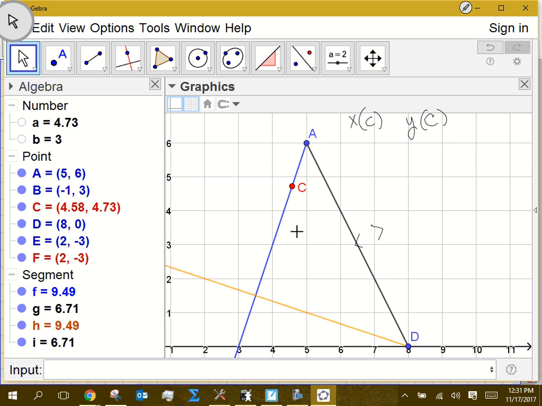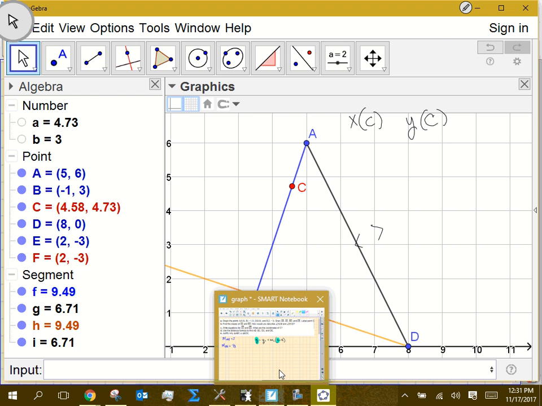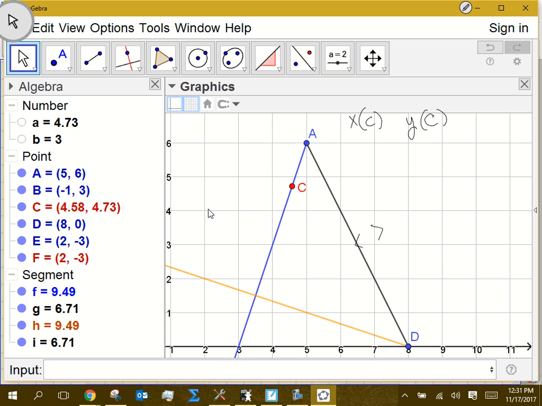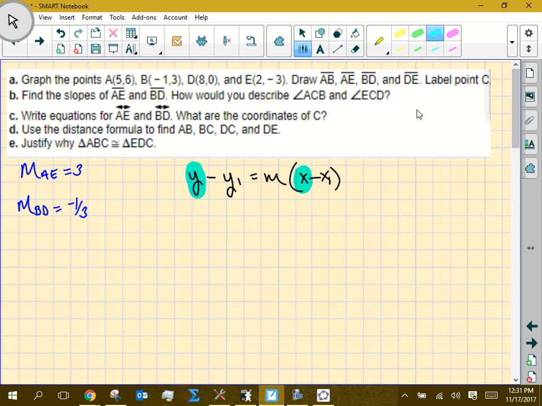That's 4.6-ish, comma 4.7-ish. Okay, well, that's not very accurate. It will give me a line eventually that's pretty close to AE, but it's not exactly AE. So you want to use points that you know are exact points. And most of the time, right now, you're looking for integer values. Okay? So we need a point that is on AE.